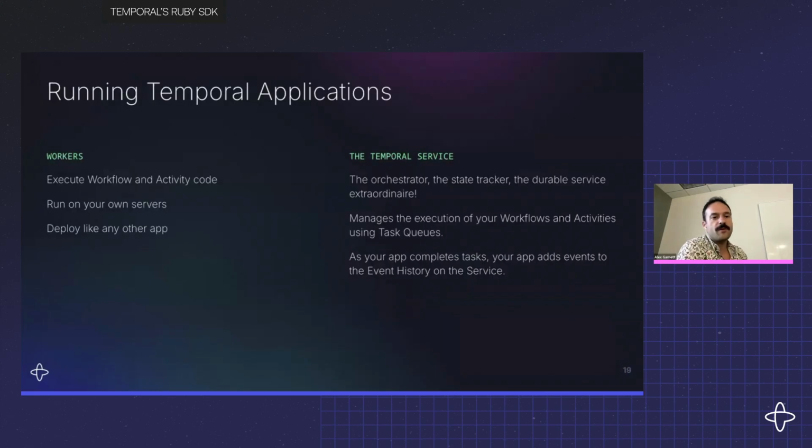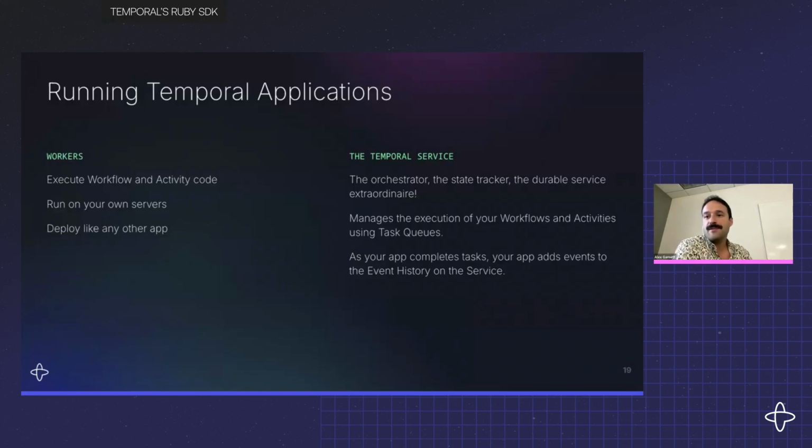There's just a few more component parts to be aware of. Your workers are what actually run your code. Those will load in your workflow and activity definitions, and they'll run in your own infrastructure. Workers can scale horizontally and vertically, so you can have a few worker processes that are constantly polling for work from the Temporal service. That way you get that parallelization out of the box.